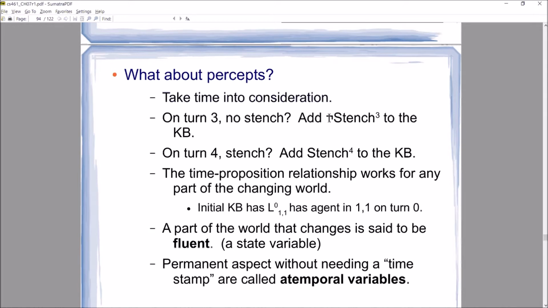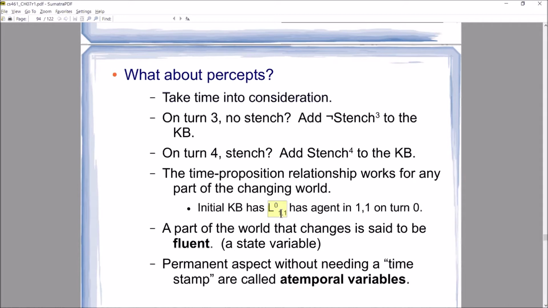Okay, so this idea of time and its relationship to percepts, or to other parts of the knowledge base, can work for any part of the world that can change, right? So the location of the agent can change. On time 0, when the game first starts, the agent is in square 1-1. But if the agent moves north 1, well, that's a second later, and so you'd add an additional entry to the knowledge base, L1 with subscript 1-2. So you can add this idea of time, and it'll apply to anything that can change, any part of the world that changes. There's a term for that, and that term is fluent. So a part of the world that you're working with that can change is called a fluent.